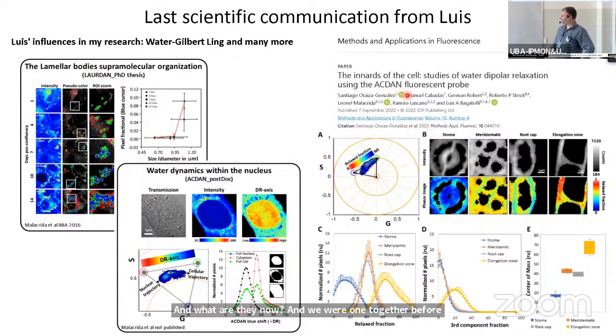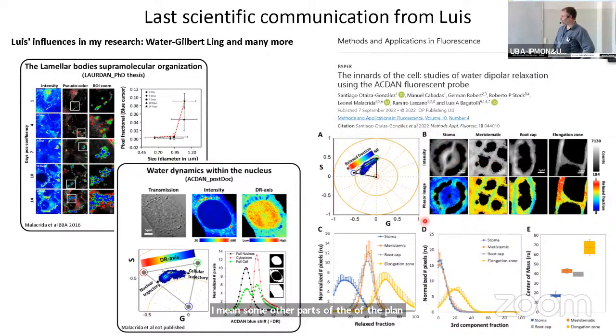And I had to take care of this last paper of Luis using ACDAN to understand the interior of the cells. And somebody was asking me about the use of these dyes in plants. And this paper was related. It was a new collaboration of Luis with some people in Córdoba, interested in understanding the water dynamics in the leaf and in some other parts of the plant cells.